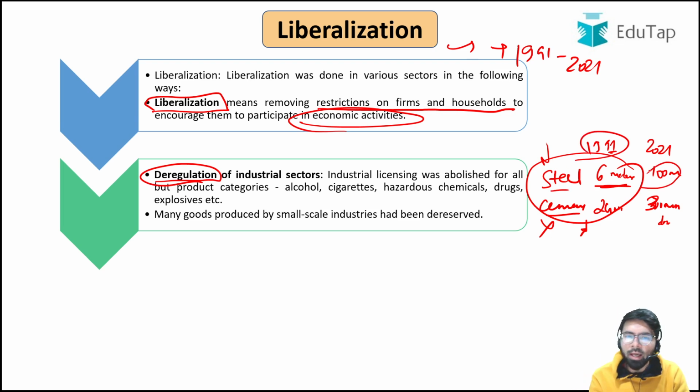Today it is the second largest producer of steel in the world after China. So look at the impact these reforms have had. Industrial licensing was abolished for all but certain products. Like today we need industrial licenses in order to set up alcohol shops or for cigarettes and hazardous chemicals. So there are only a few areas where it is needed. The rest of the sectors have all been de-reserved. Many goods produced by small scale industries have also been de-reserved.